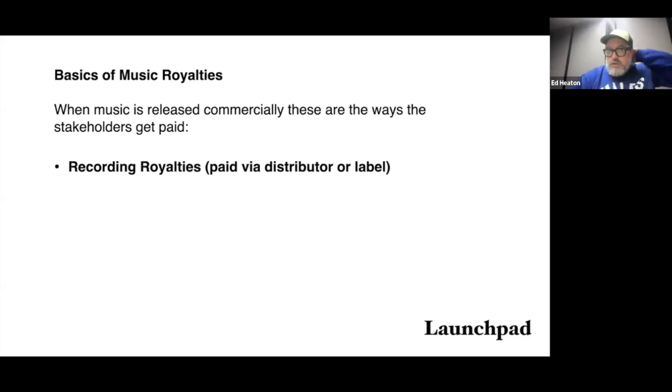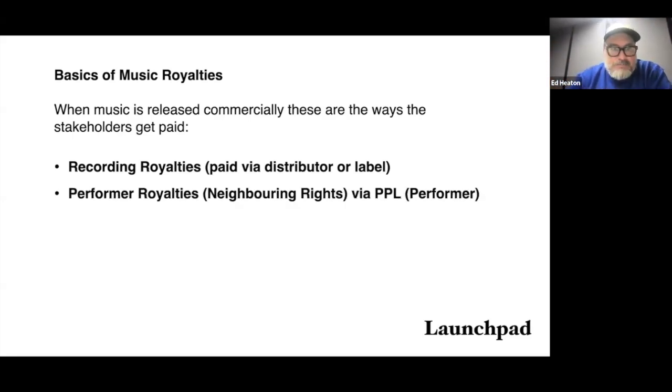Recording royalties via distributor or label. Let's use streaming because it's the most used way people listen to music. When a song is streamed, a payment is made to the master rights holder, and that might be the artist who's independently released it, or it's paid to a label and they then pay the artist a royalty.